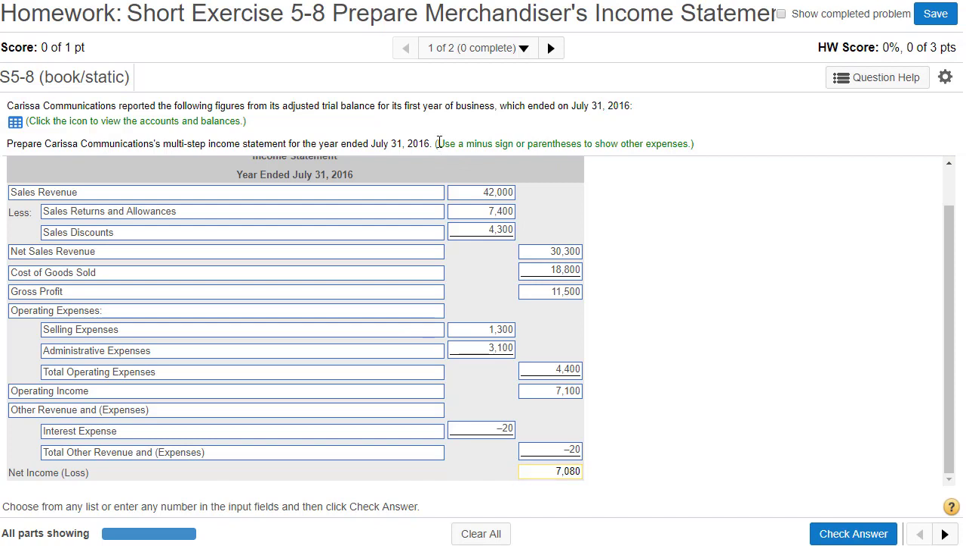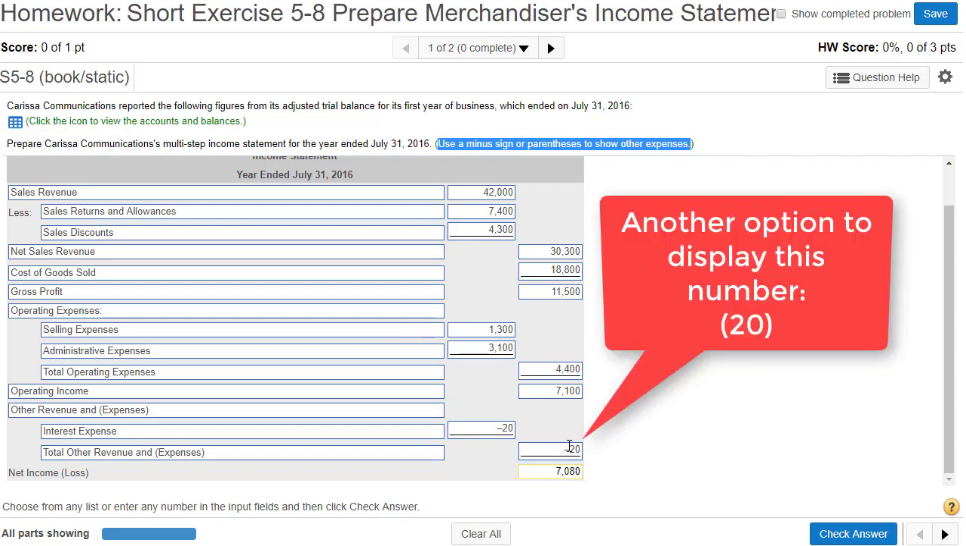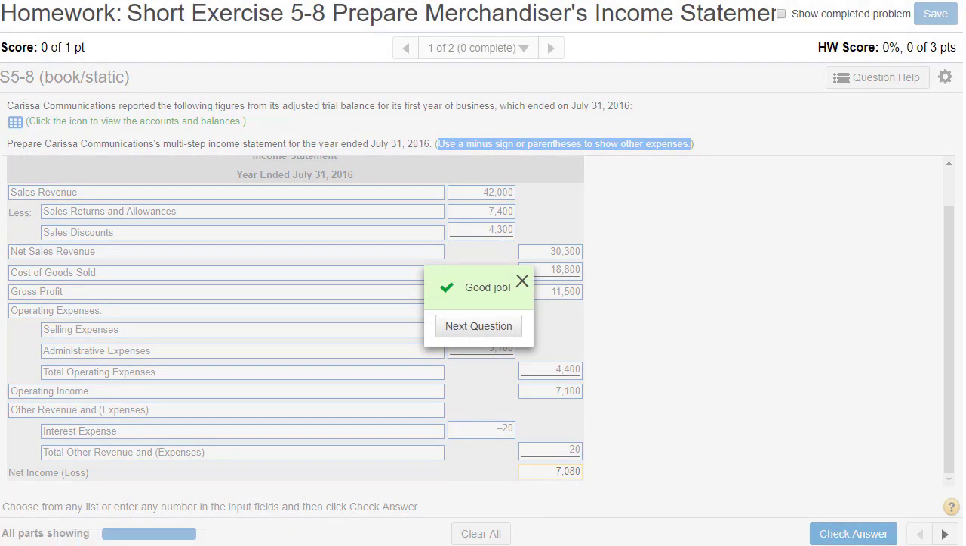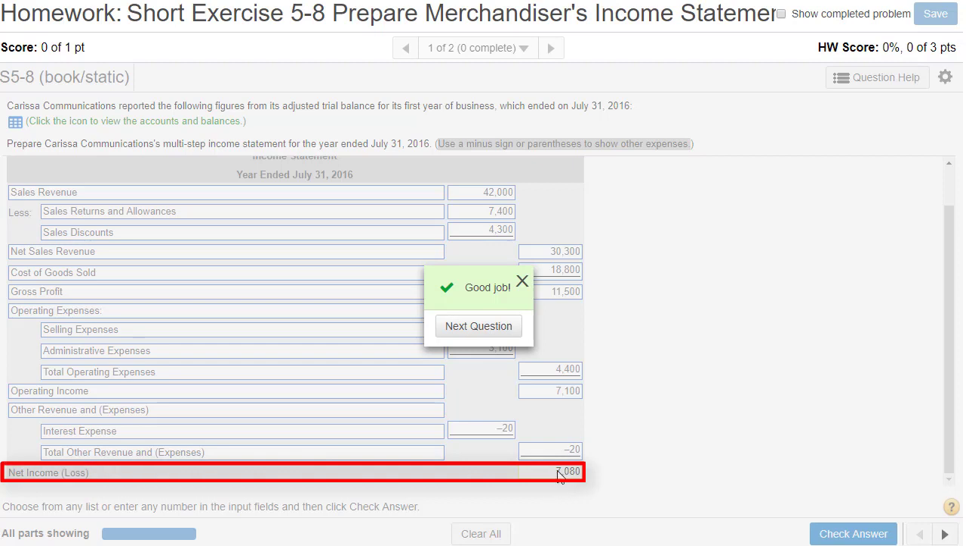And also, you do have a reminder up here. It says use a minus sign or parentheses to show other expenses. So that's another thing you could have done. You could have put parentheses around these numbers. The reason I don't is because parentheses requires more keystrokes and you're more likely to make an error on a test. So this company looks like they're in good shape. They have $7,080 of net income, also known as profit. And that's it.